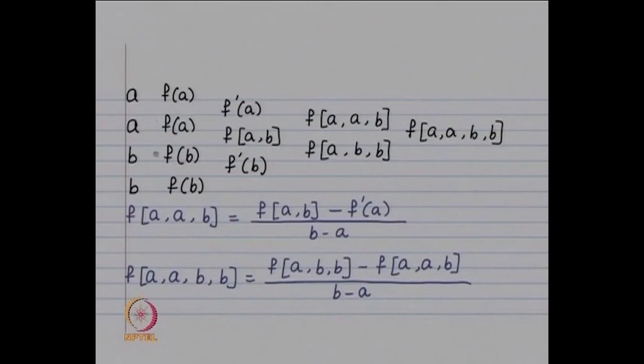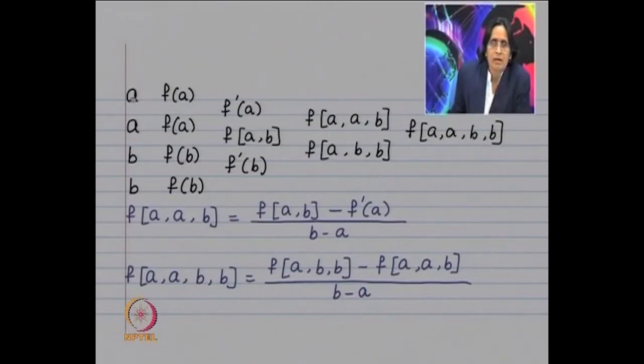So, here is a divided difference table, a repeated twice, b repeated twice. These are the function values. The divided difference corresponding to this will be f dash a. The divided difference based on a, b will be f a, b, and divided difference based on b, b is f dash b. Next, f of a, a, b is f of a, b minus f dash a divided by b minus a.